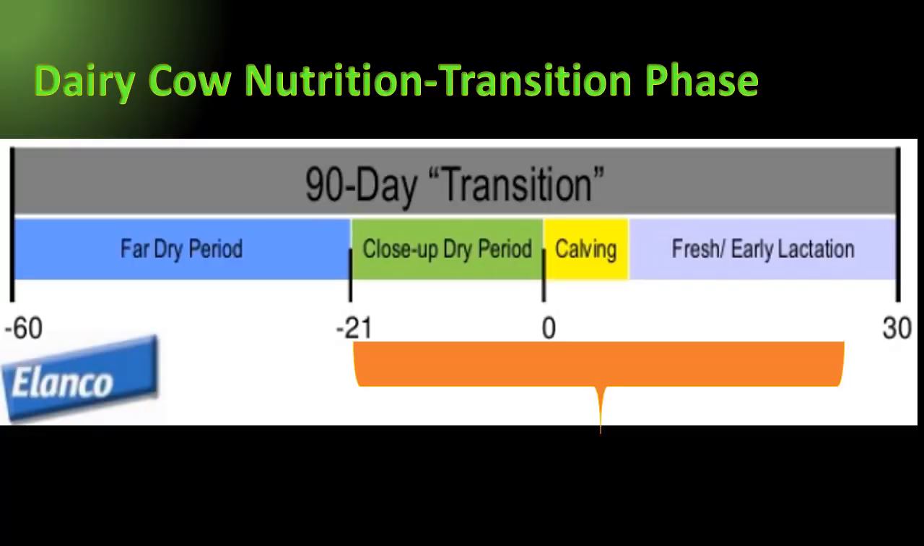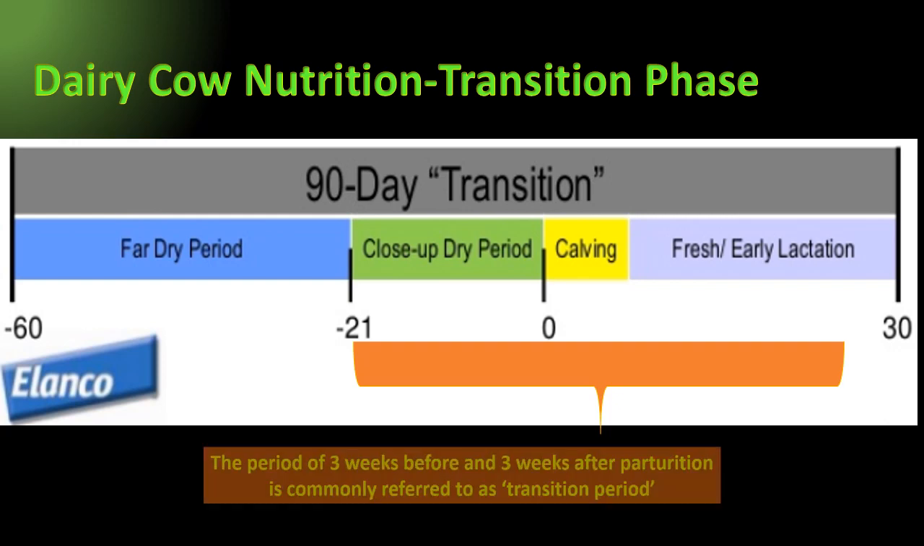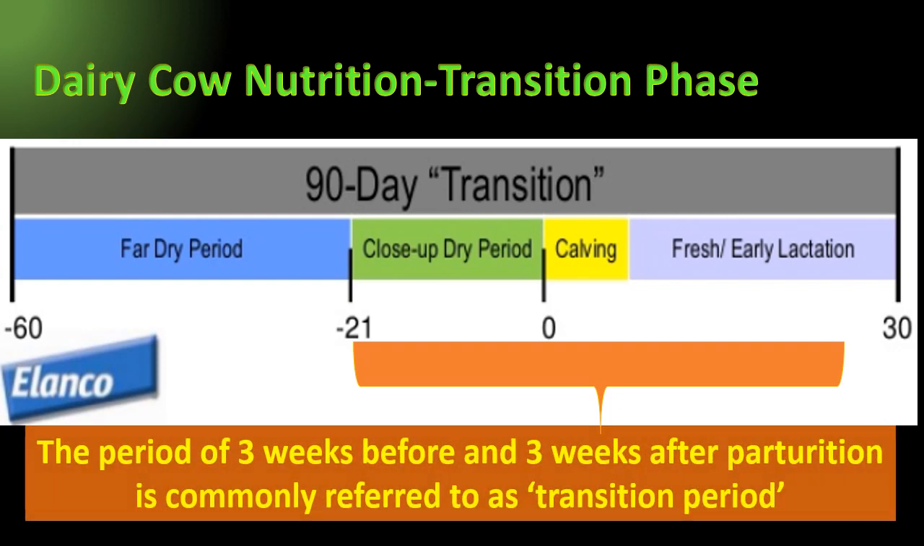As a brief note about the transition phase, there is a little confusion. Close-up dry period and calving period are considered the transition period. The Elanco manual gives 90 days as the transition phase, starting from the far-off dry period, 60 days until calving, and then 30 days after calving. That includes far-off dry period, close-up dry period, calving, and early lactation. However, from the lactation point of view, in this lecture we have divided the period of 3 weeks before and 3 weeks after parturition as the transition period.